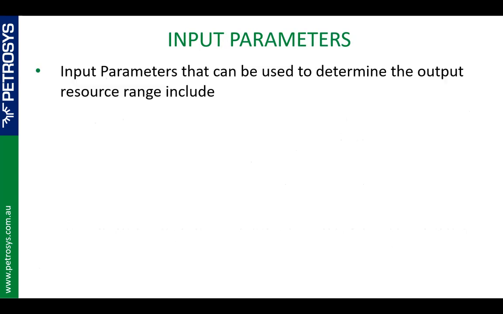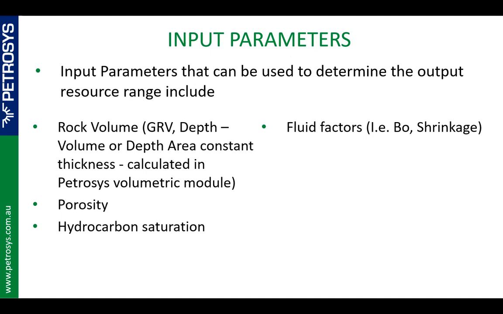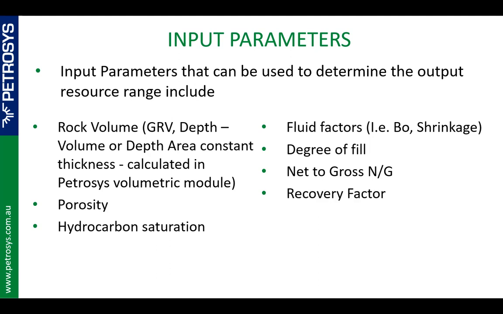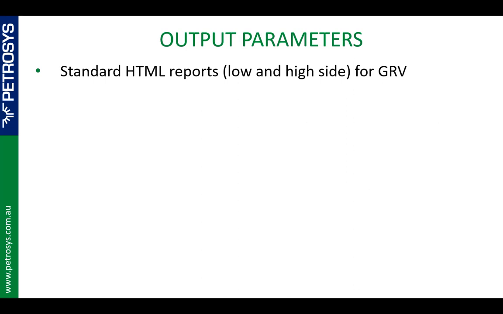So our input parameters. These are used to determine the output resource range, and the input parameters include the bulk rock volume, or GRV, or depth area constant thickness, or the depth area pairs. We can also use porosity, hydrocarbon saturation, the fluid factors such as BO and shrinkage, the degree of fill of the reservoir, the net to gross of the sand shale that we expect to see in the reservoir. We can also apply recovery factors and probability factors such as the probability of reservoir, the probability of charge, and things like that. So once we've input all of those parameters, we can generate a standard HTML report for the low and the high side case for the gross rock volumes.